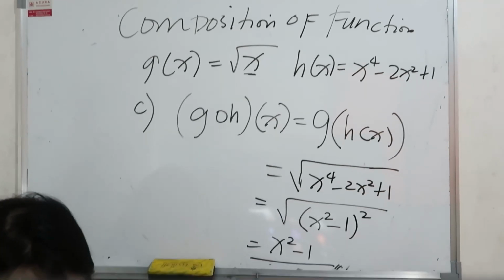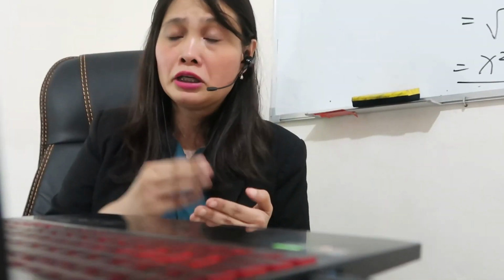Third is the product, wherein you need to multiply the two given functions. And then the last will be the quotient. You need to divide the two given functions.